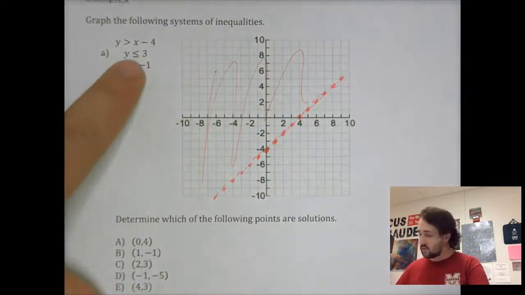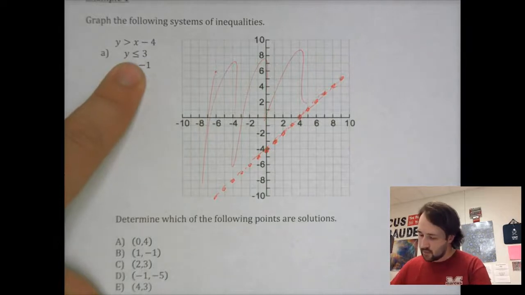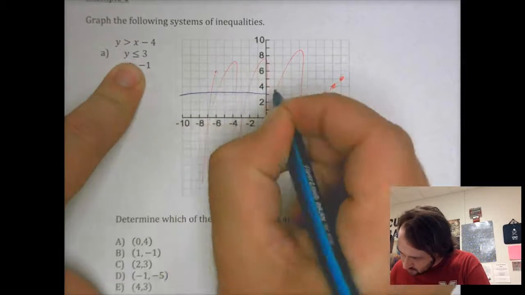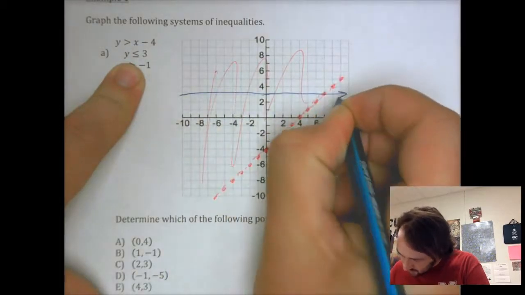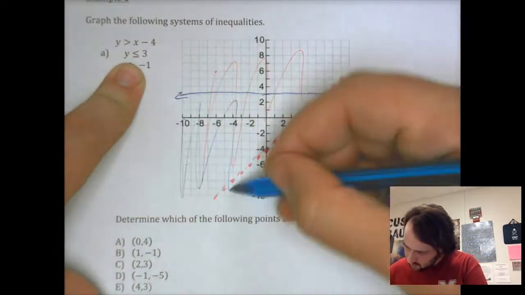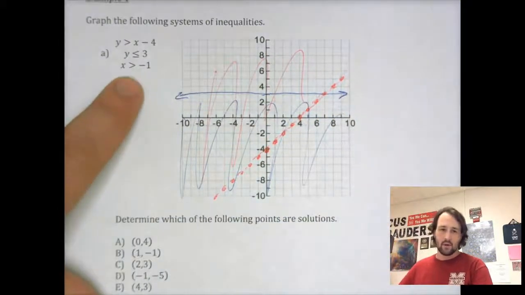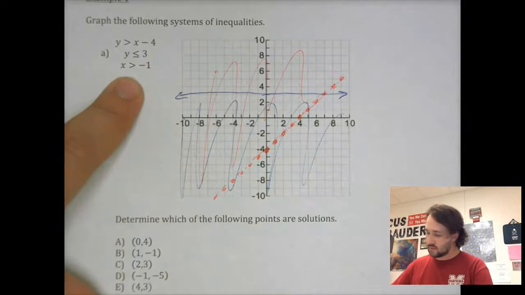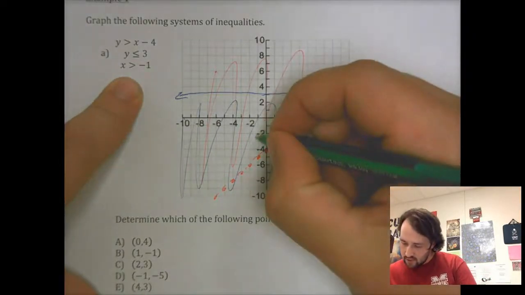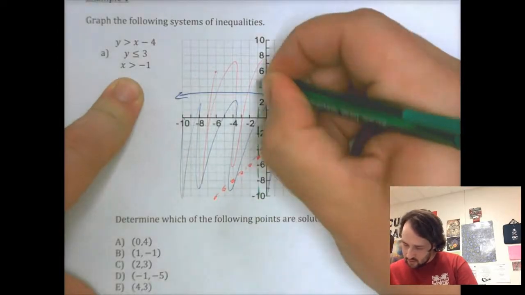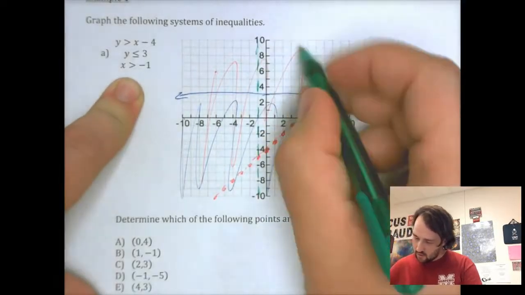Now my next one, y is less than or equal to 3. So I have y is less than or equal to, so equal to tells me solid line right there. And if I am below, I'm somewhere in here. So it's looking like I'm going to be somewhere in there maybe. My last part, x is greater than -1. So if x is greater than -1, I have a dashed line when x is -1. And I want to be greater than -1.